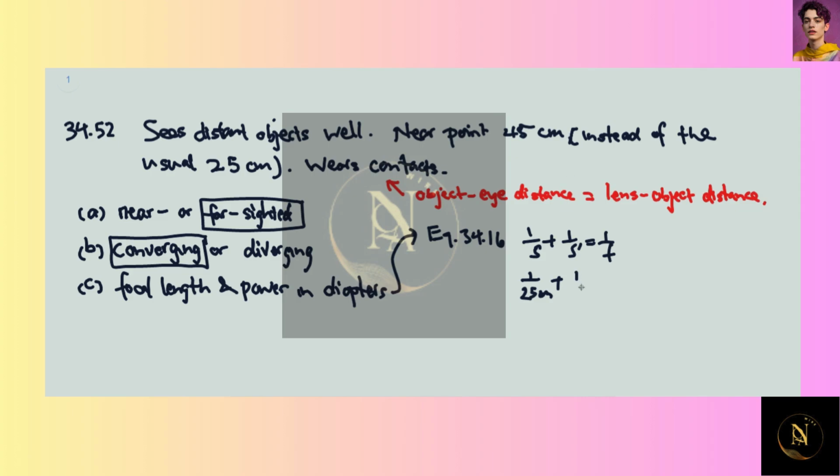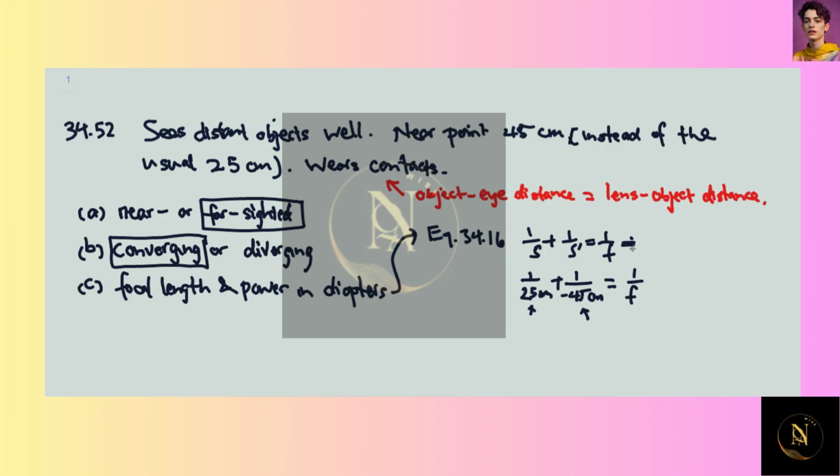So we'll set the virtual image to be at the near point. Essentially the object distance is set to the usual near point, and the virtual image distance, I should put a negative sign there because it's a virtual image, is at the actual near point of this eye. And that is equal to 1 over the focal length, which we need to find. So that's 1 over f.